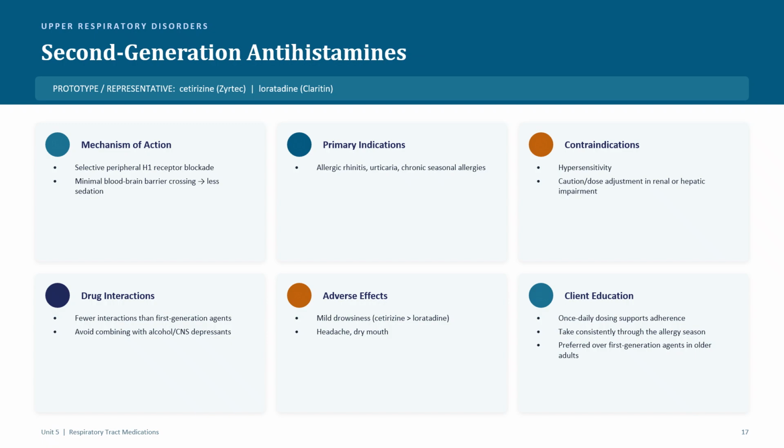And they're only taken once daily, where the first generation, the diphenhydramines, you will see that you can take every 4 to 6 hours. But with the second generations, these are only once daily dosings. So that combination is exactly why these are now generally preferred over the first generation medications, especially in older adults where diphenhydramine has that high risk profile.